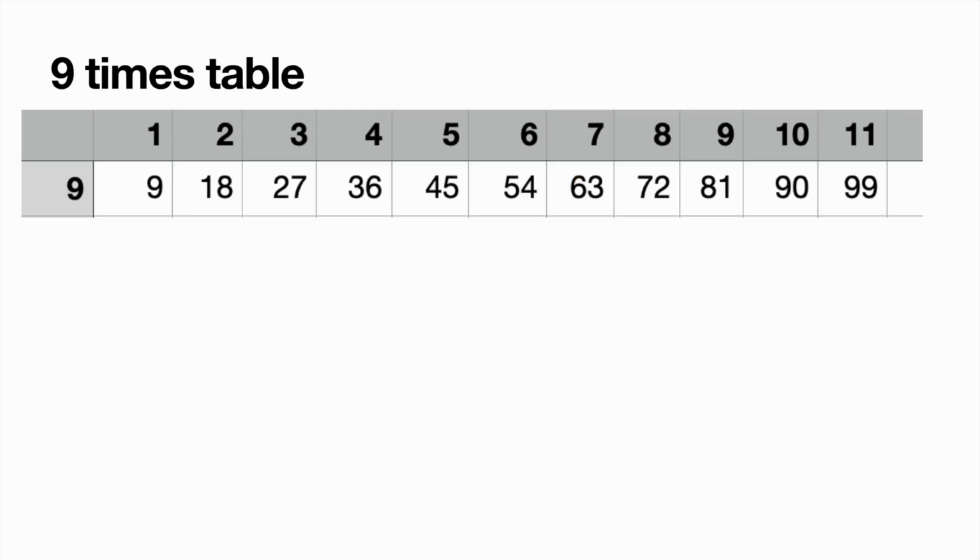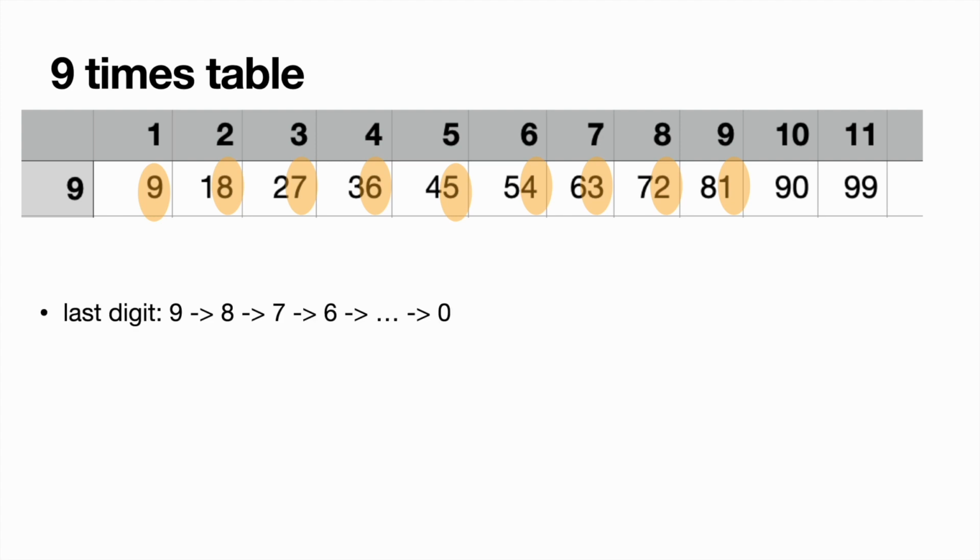Then the next is 9 times table. So for this one, there is also a pattern here. If you look at the last digit, it will be 9, 8, 7, 6, 5, 4. So it's like counting backwards. So that's a pattern of the last digit.